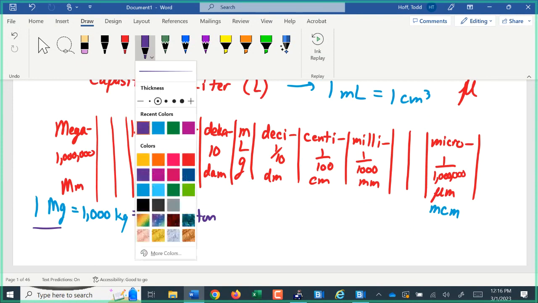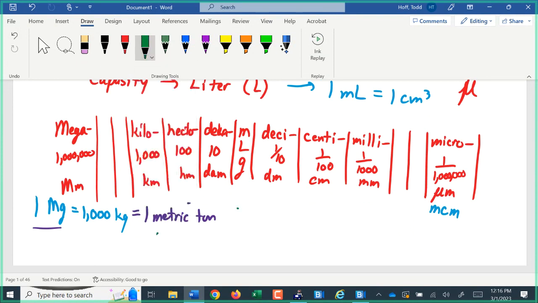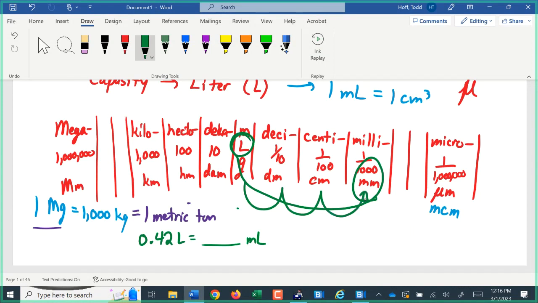So if I have something like 0.42 liters, and I want to know how many milliliters that is. Well, here's liters. I'm going to milliliters, which is here, milli. To get from liters to milliliters, it's 1, 2, 3 spots to the right on my chart. So I take my decimal point and I move 1, 2. To move 3, I have to add a 0. So that's 420 milliliters.